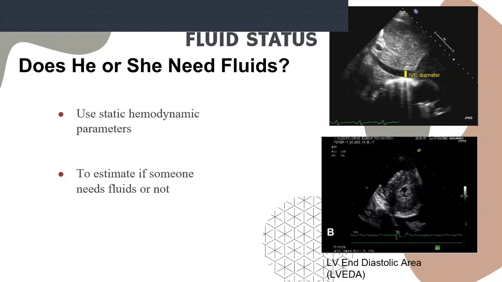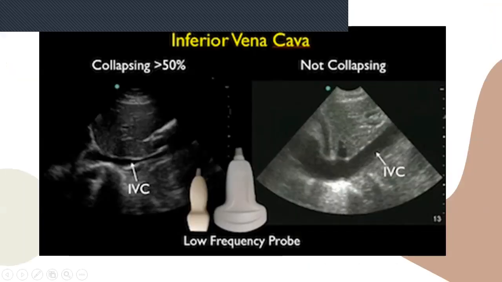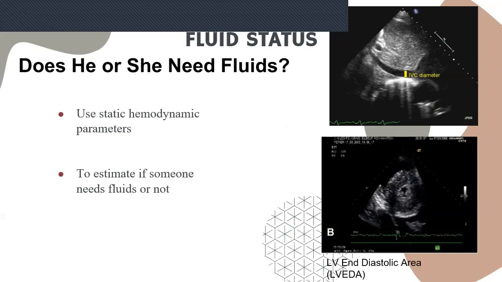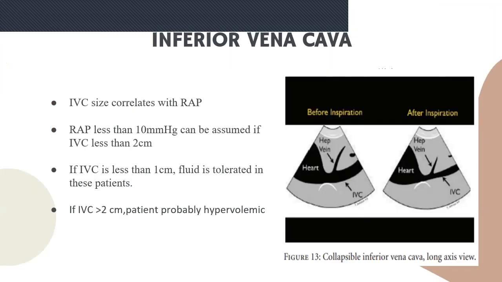So this is assessing the fluid status of the patient. Does he or she need fluids? Next we want to do, okay, so this is your IVC. As I said, if you see an IVC less than 1 centimeter, the patient is hypovolemic. If you see an IVC of more than 2 centimeters, the patient is probably hypervolemic.